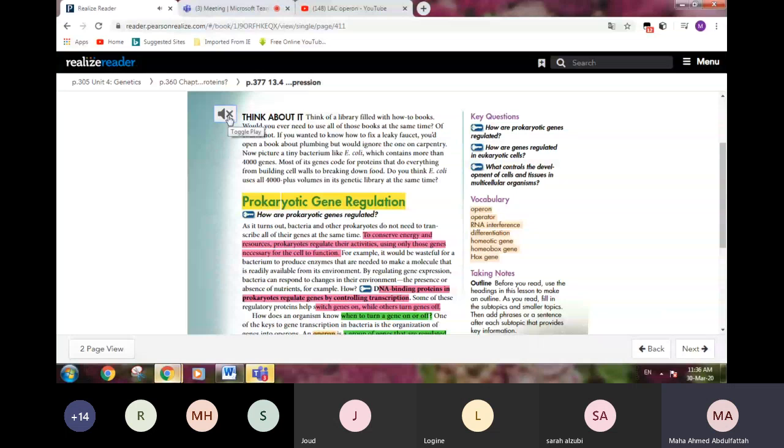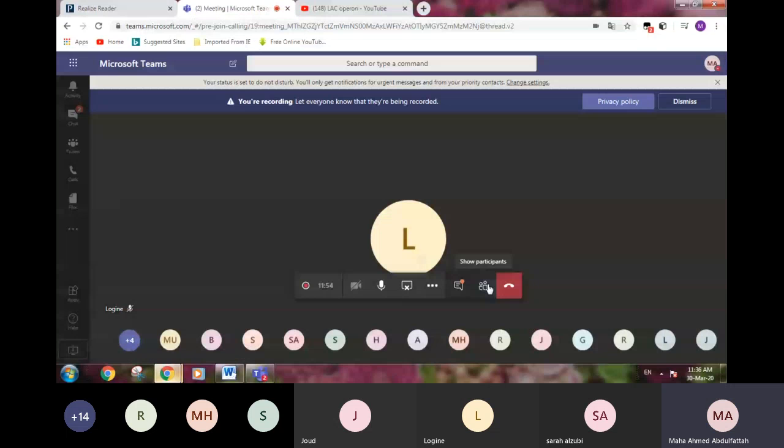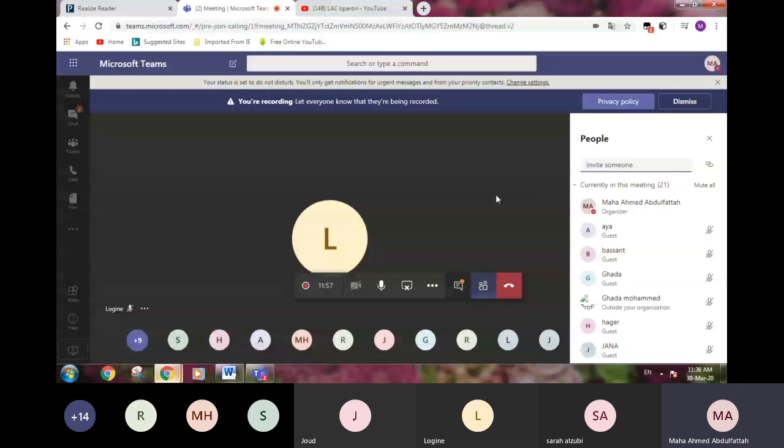Okay, girls, what about the idea here? I want someone to open her mic and tell me what the idea here is. What is the idea about the genes and the whole genes? What to think about here?